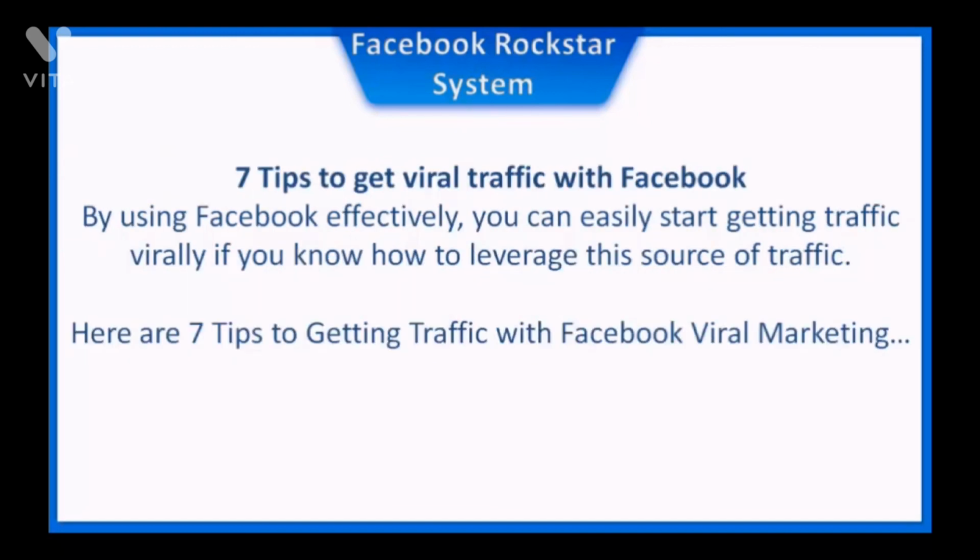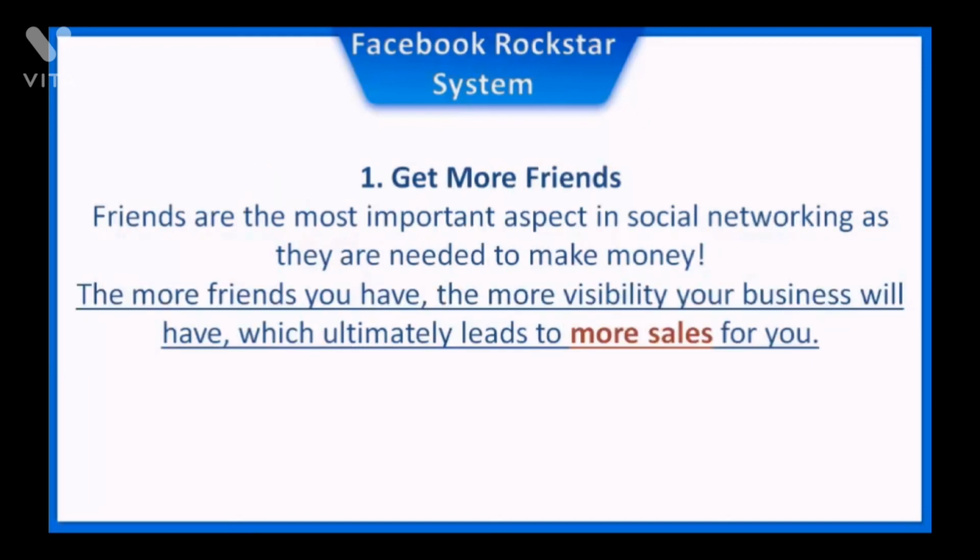7 tips to get viral traffic with Facebook. By using Facebook effectively, you can easily start getting traffic virally if you know how to leverage this source of traffic. Here are 7 tips to getting traffic with Facebook viral marketing. 1. Get more friends. Friends are the most important aspect in social networking, as they are needed to make money. The more friends you have, the more visibility your business will have, which ultimately leads to more sales for you.